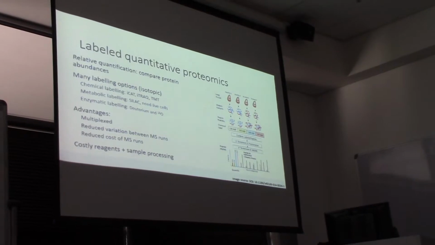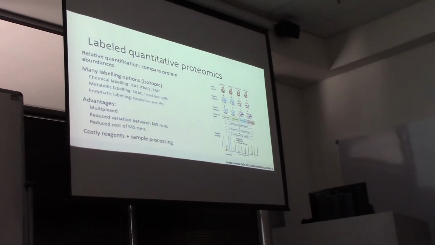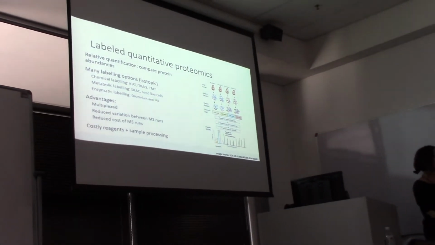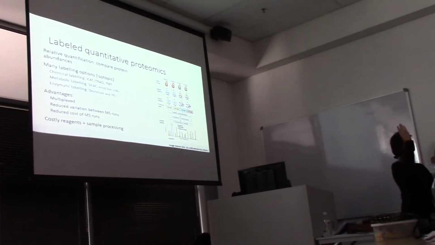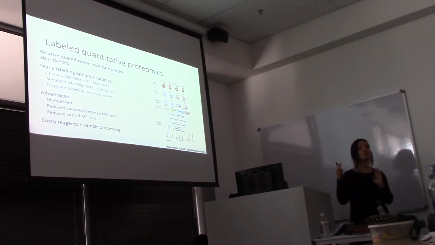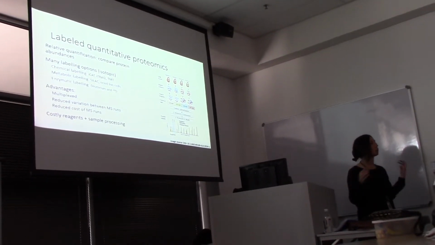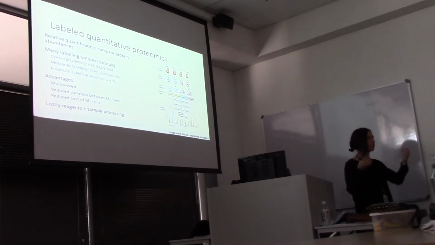If you guys have worked on the MS, you know that the MS can be temperamental, your chromatography can change day to day. So if you're doing a label-free experiment, which we'll talk about, and you have to run each of those samples individually, you start getting more variation, which you have to then correct for later on.